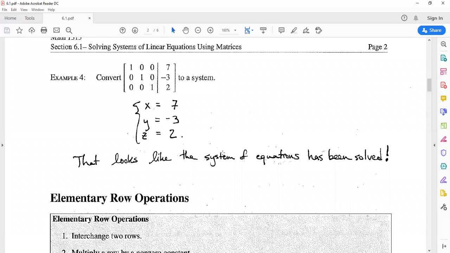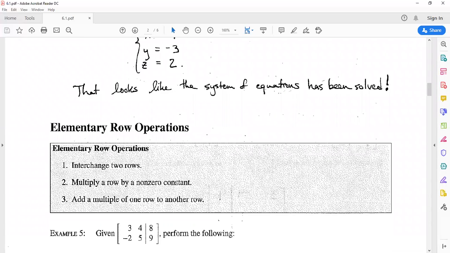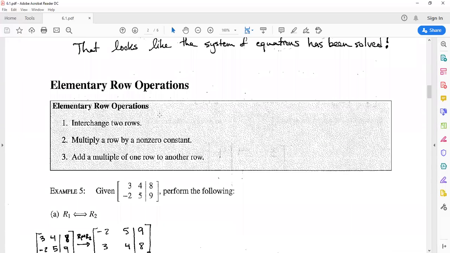And the way by which we're going to do that are these three operations that they call elementary row operations. So the three operations that you can do to a matrix are: interchange two rows, multiply any row by a non-zero constant. So multiply everything by, say, 4 or 1/4 or something like that. Any number that's not zero, multiply every number in the single row by that same number. And the last thing that we can do is add a multiple of one row to another row.